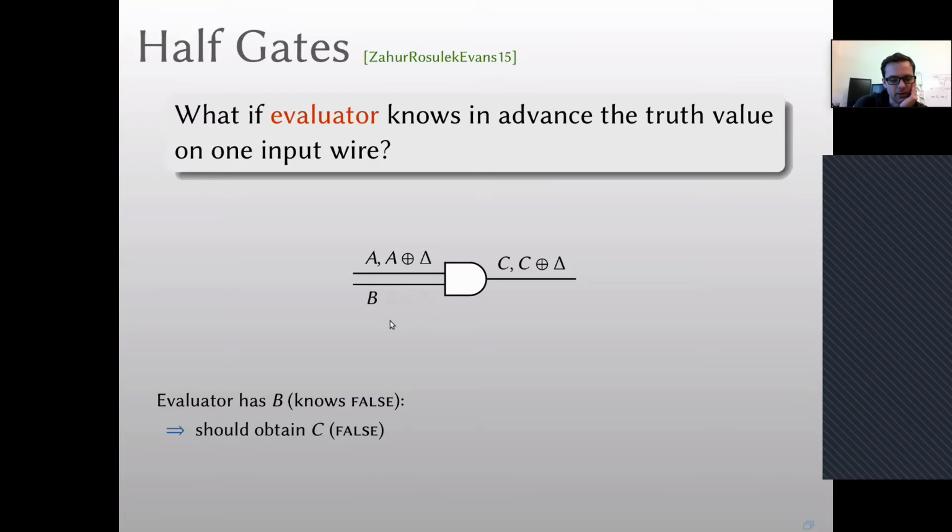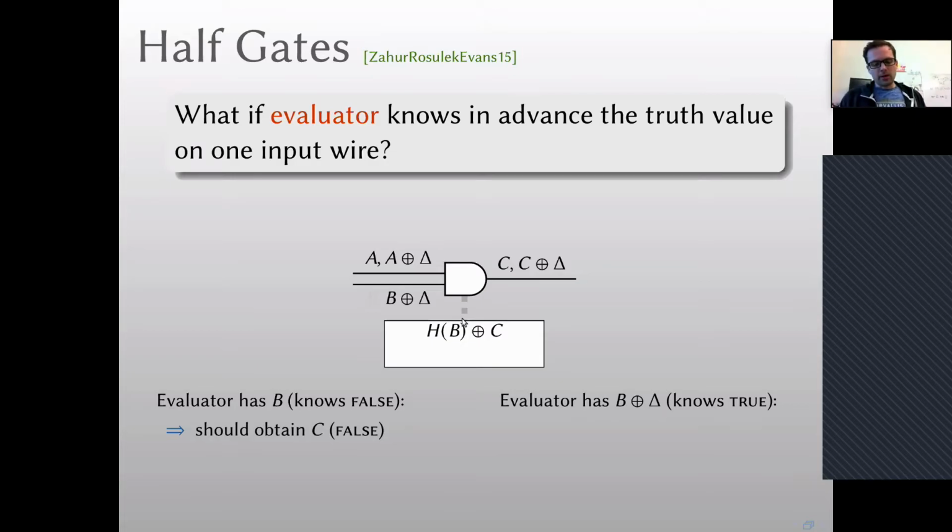Okay, this is hypothetical, but the evaluator knows that it has false. And so since this is an AND gate, and you have false on one of the inputs, you should get a false output label. Okay, so how do we do that? Well, if you have wire label B for false, you should learn the false output wire label C, right? So we encrypt C using B as the key.